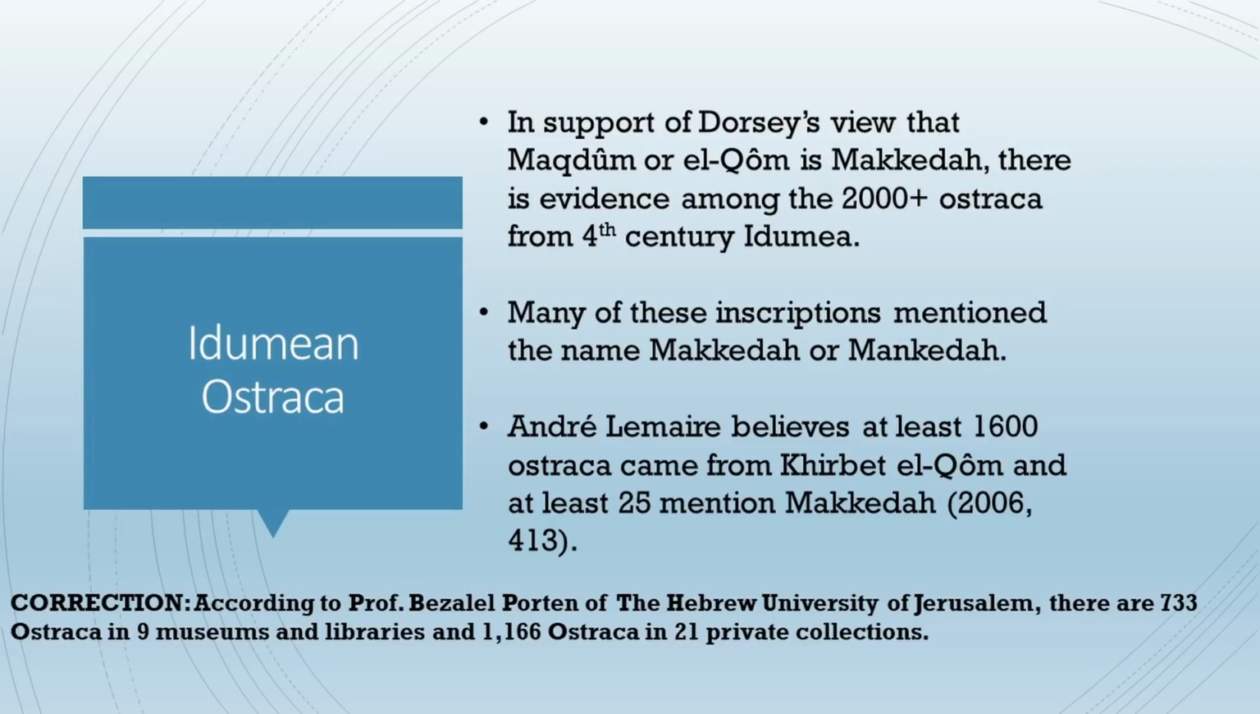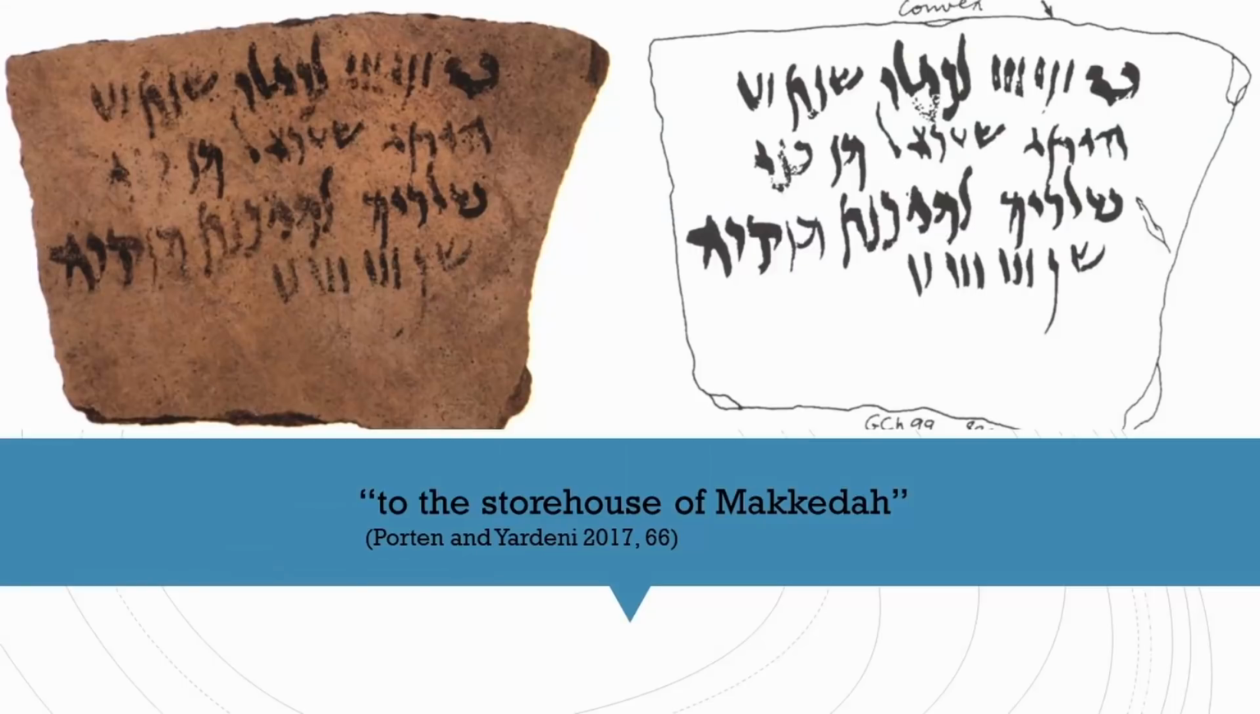The problem is there's about 9 private collections that hold these ostraca because they hit the antiquities market. They were illegally excavated and hit the antiquities market, and then people, like the Dead Sea Scrolls early on, figured out, what do we got here? And then people started collecting them. But researchers have gone around, like Lemaire and Porton and Yardeni, they went around and examined these private collections.